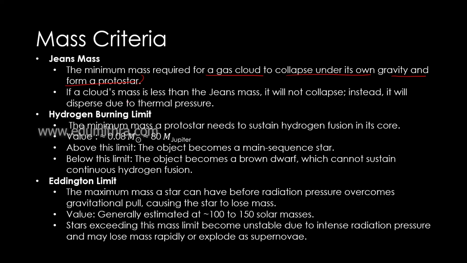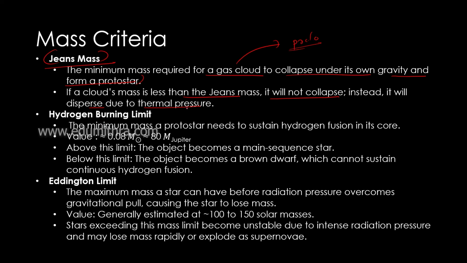If a cloud's mass is less than the Jeans mass, it will not collapse. Instead, it will disperse due to thermal pressure. If it cannot achieve the Jeans mass, there won't be formation of a protostar. So to become a protostar, the gas cloud should have enough mass, as defined by the Jeans mass. If the gas cloud has more mass than the Jeans mass, then the protostar is formed.